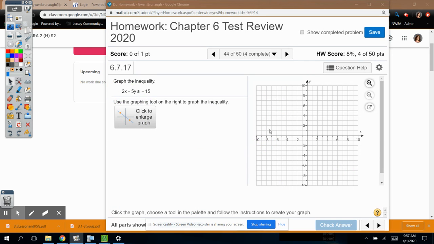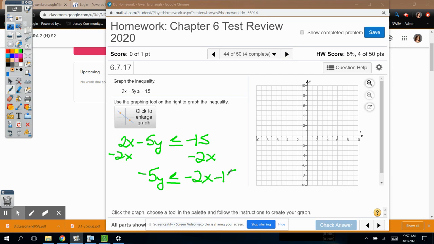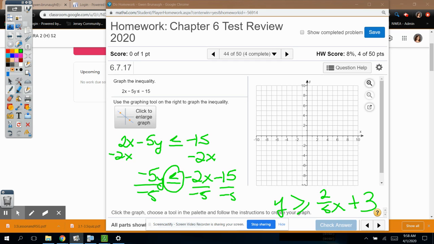All right, this one we actually have to graph ourselves. So you are going to have to get y by itself because you're going to need to graph the boundary line. I'll just write it over here. All right, so let's subtract 2x. Negative 5y less than or equal to negative 2x minus 15. Now, when you divide all the friends here by negative 5, you will have to, once again, flip that inequality sign. And this will become a plus 3. So it's a solid line because of the equal.